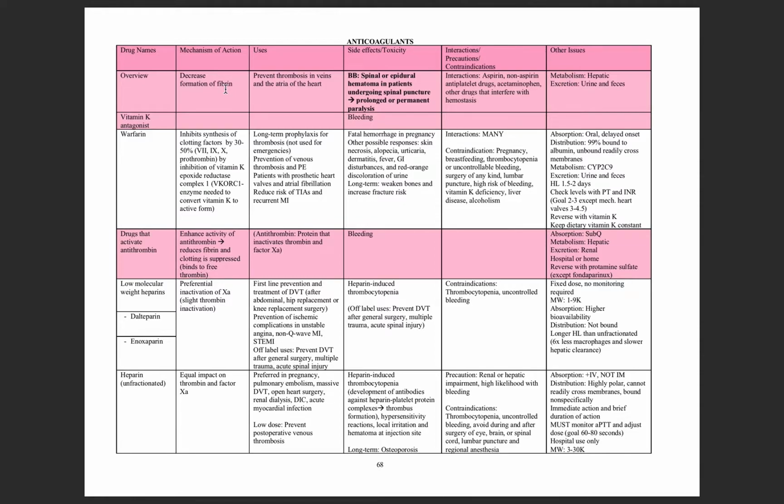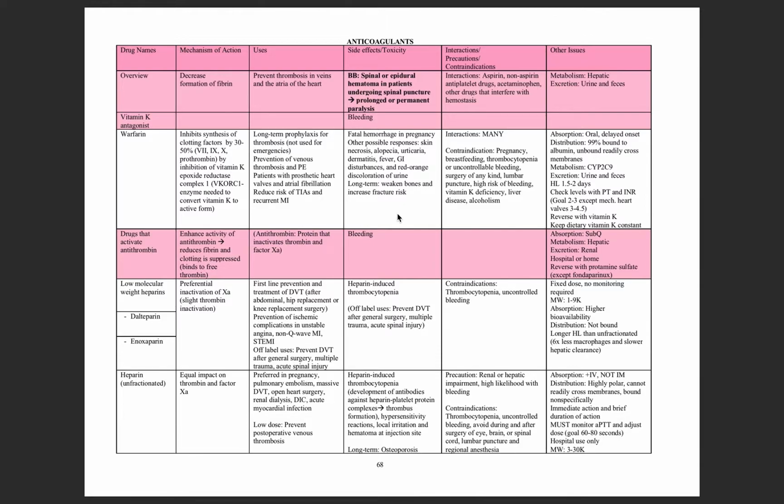Now, in our first category, we're going to talk about vitamin K antagonists, but I want you to know that the same black box warning applies for everything. That is, a patient with a recent epidural or spinal puncture is not going to be on an anticoagulant because it's going to allow for hematoma formation and paralysis may occur.